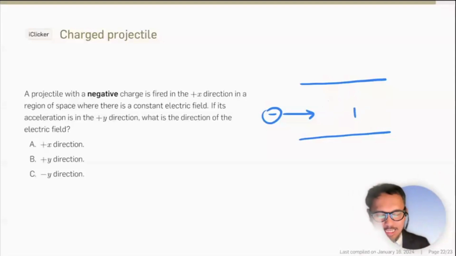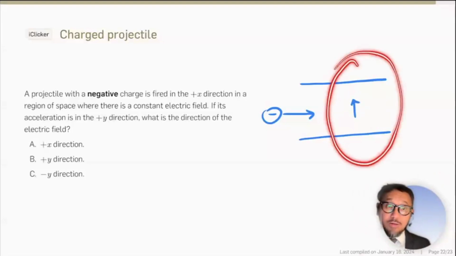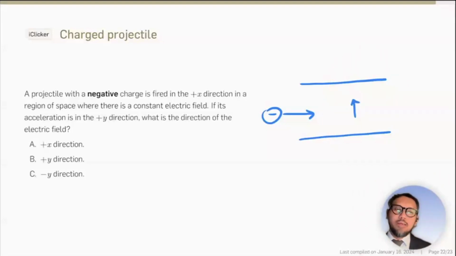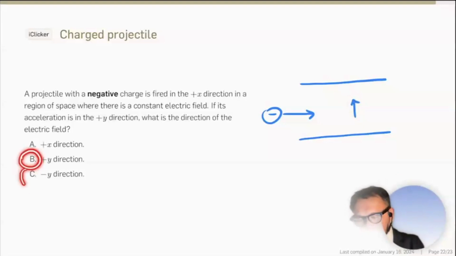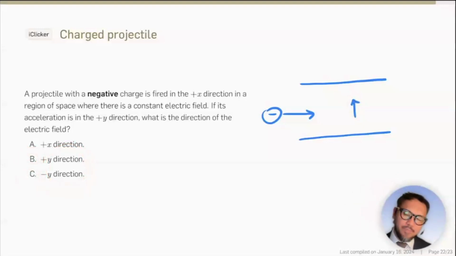So the acceleration points up, okay? That means there is a field along the same axis, right? Every time you see acceleration, that means there is a force. And for electrostatics, force is F equals E times the test charge. The direction of acceleration points up. So what is the direction of the field? So the answer is either B or C, right? It has to be along the Y direction.